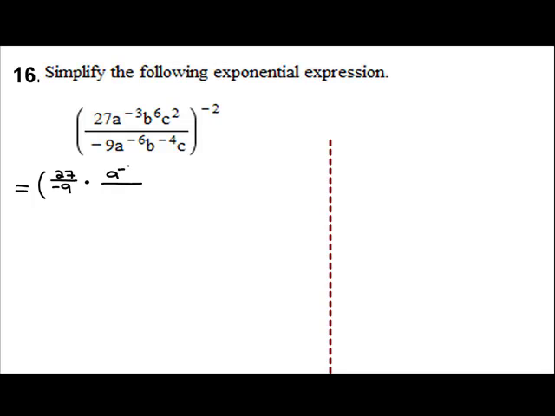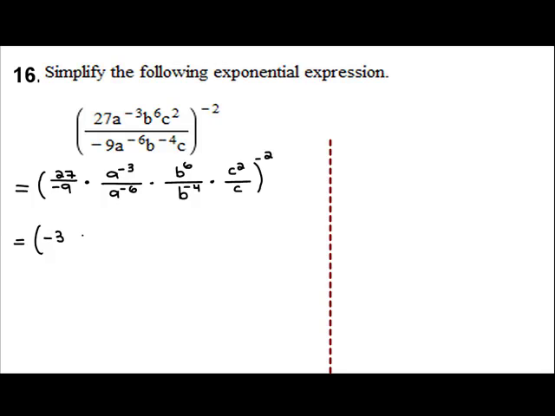8 to the -3rd power divided by 8 to the -6, times b to the 6th power divided by b to the -4, times c squared divided by c. All that raised to the -2 power. Now we have 27 divided by -9 is -3.